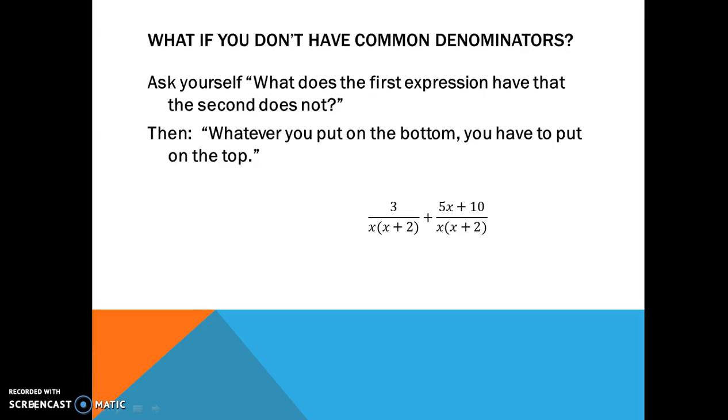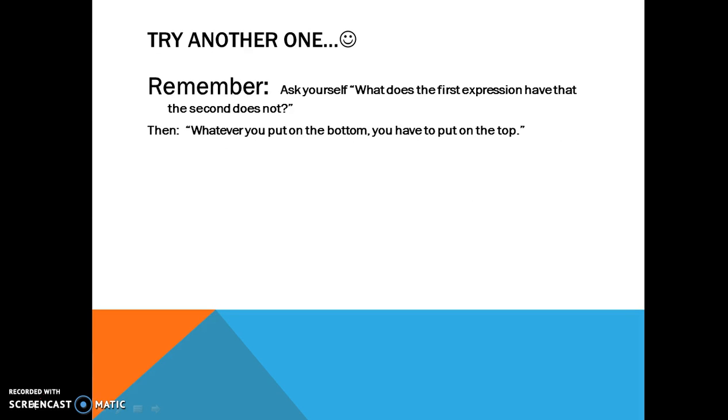Now it's like my previous problems, my denominators match, so I'm going to combine my numerators. The 5x is going to come over like it is. And then 3 and 10 are both constants, so 3 plus 10 gives me 13. And my denominator stays the same. Okay? Let's do a subtraction one.